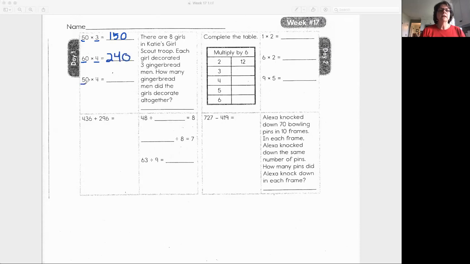The last one, my hidden fact, is 5 times 4. Make sure you're underlining that. 5 times 4 is 20. And then again, I'm going to add the 0 because I'm really multiplying 5 tens times 4.